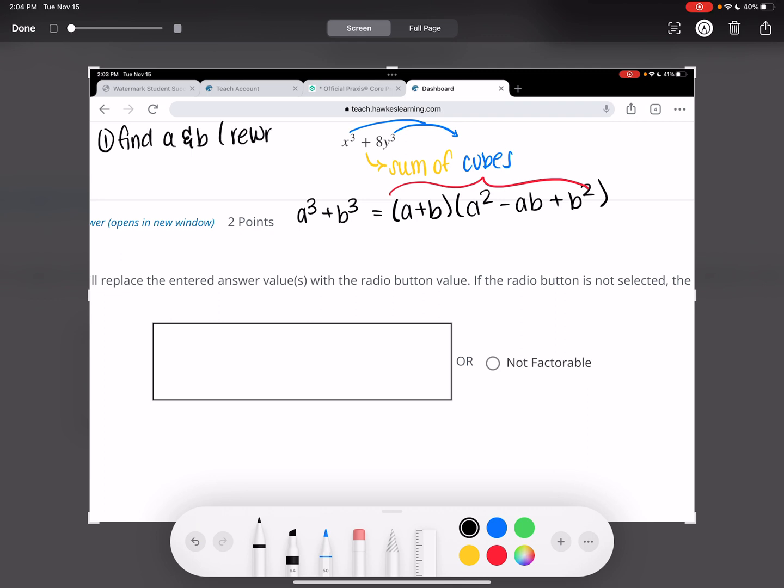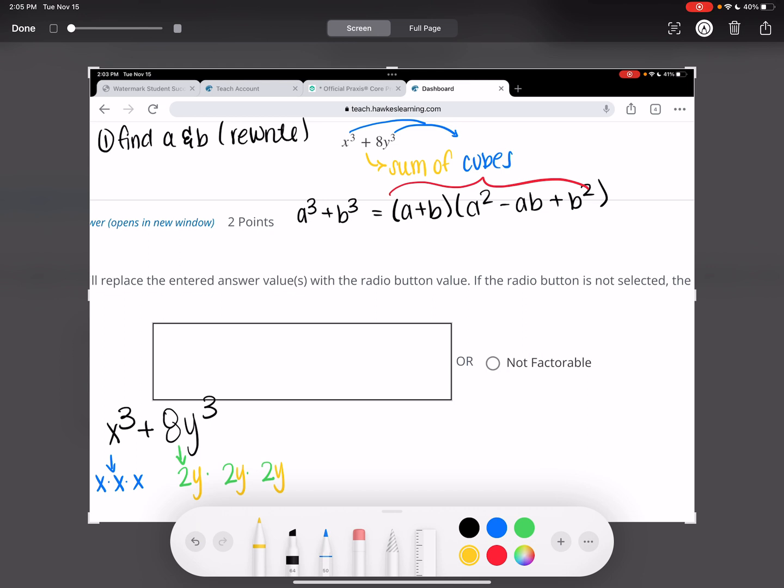So step 1, find A and B. Typically to do that, we're going to have to do some rewriting. I'm going to write it down over here since I'm running out of room up there. x cubed plus 8y cubed. Well, x cubed I can write as x times x times x. 8 I can rewrite as 2 times 2 times 2. And then y cubed I can rewrite as y times y times y. Notice I did a little rearranging down there so that I had 2y times 2y times 2y. I used that commutative property that said I can rearrange the order of stuff.